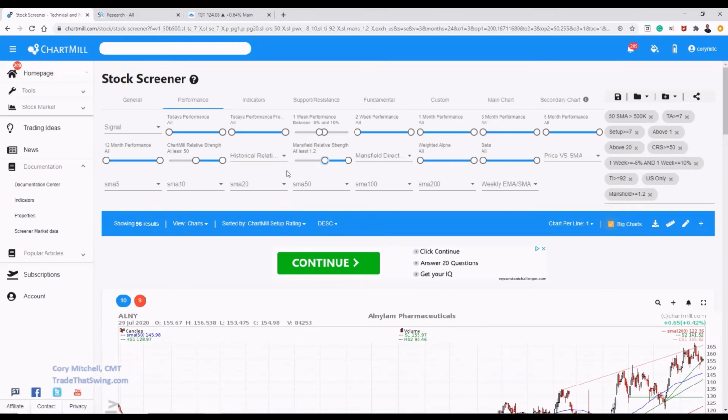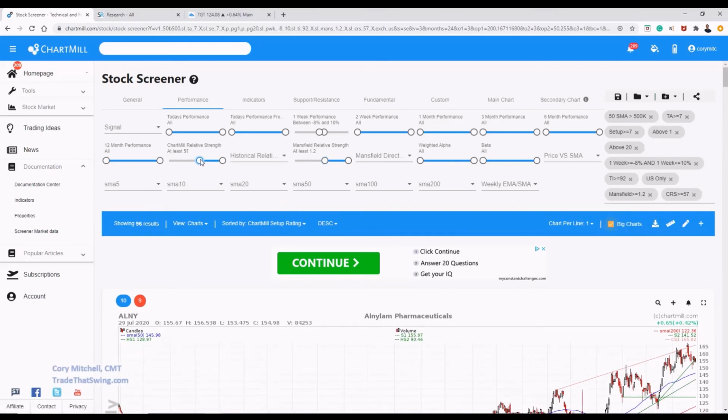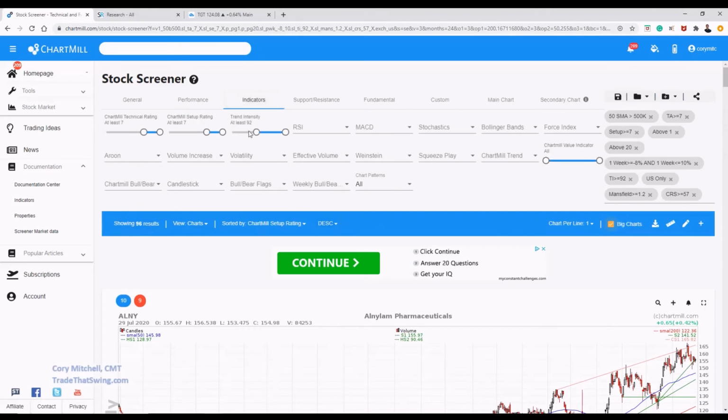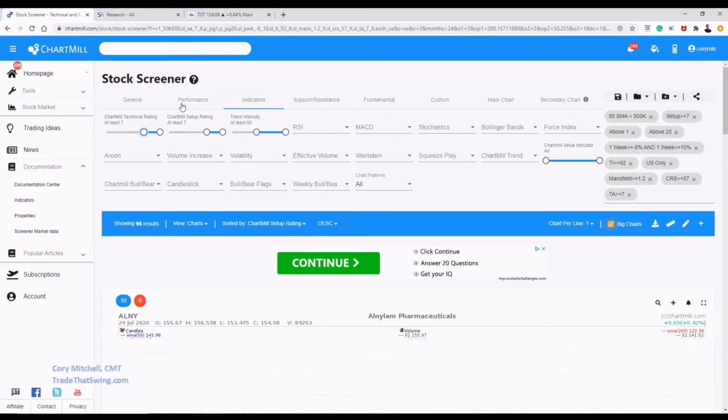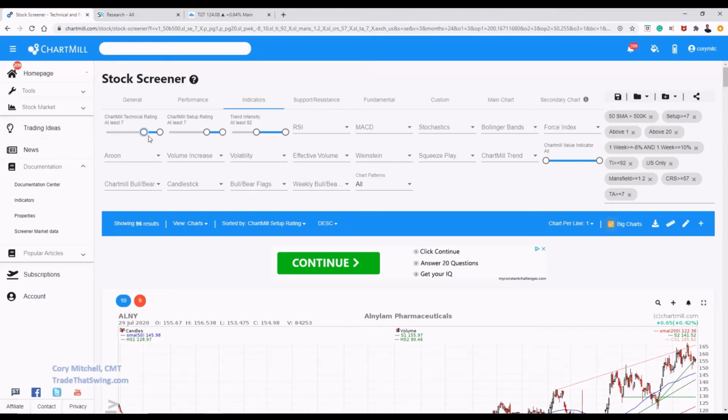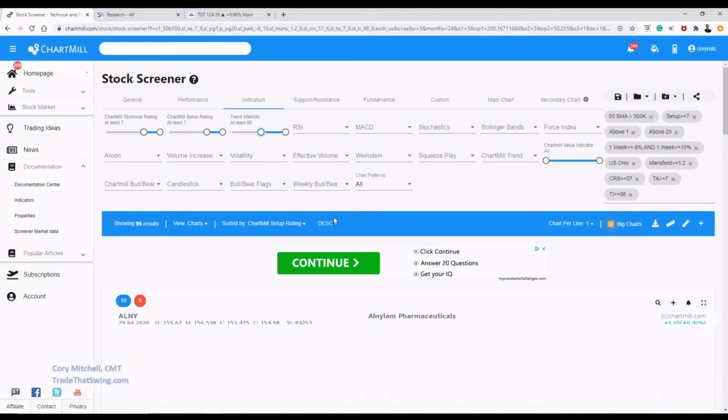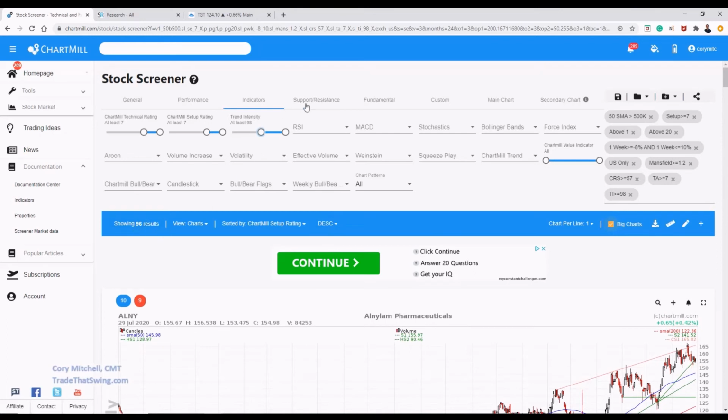So we could just look for stocks that are really strong, bump these up a little bit more, see that number starting to drop. Indicators, trend, maybe a technical rating. These are their own proprietary ones, but those are already set in there. Trend intensity, we could keep bumping this up. Still at 96 though.